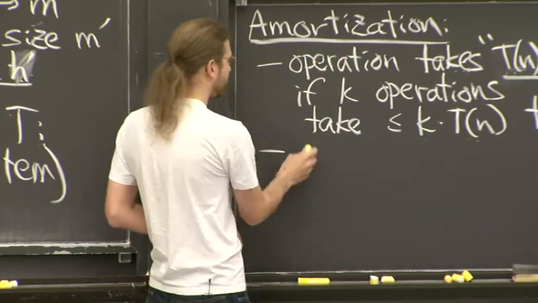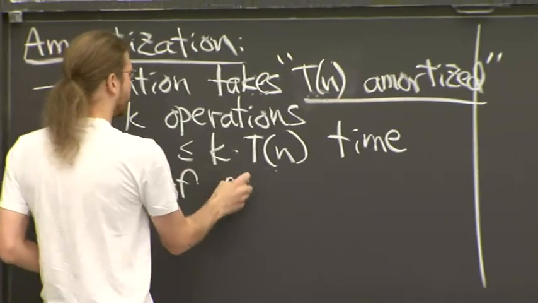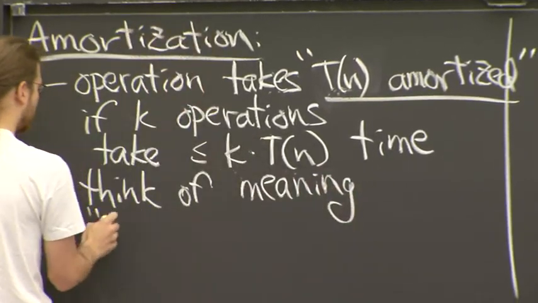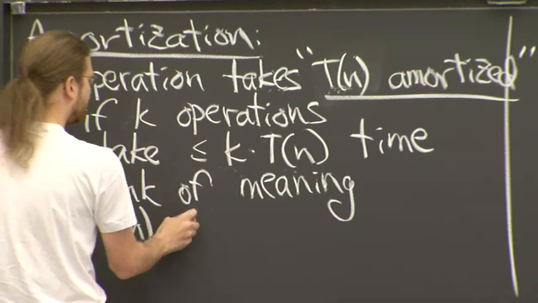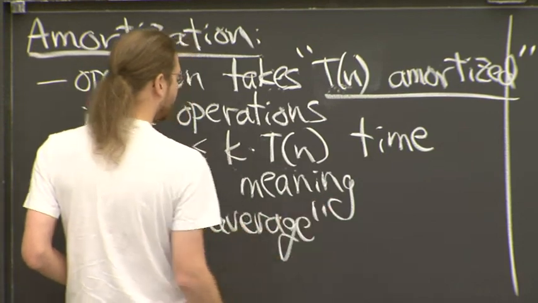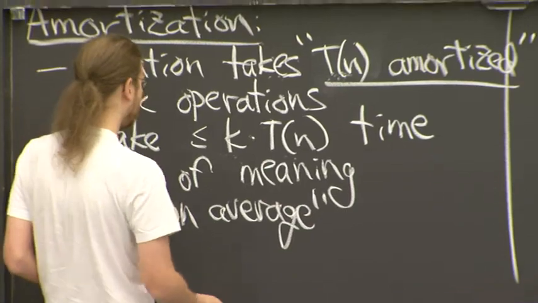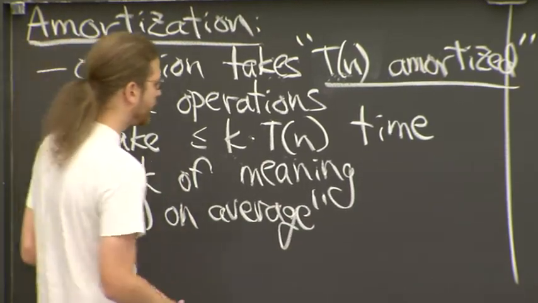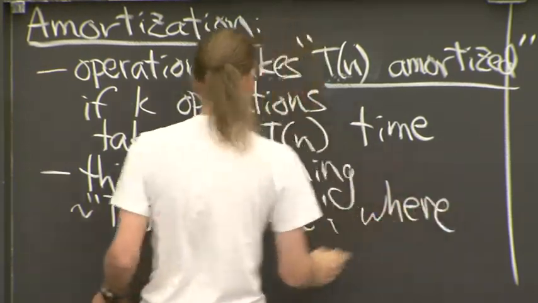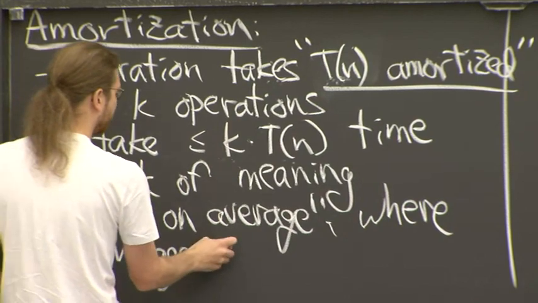So you can think of this as kind of like saying that the running time of an operation is T of n "on average", but let's put that in quotes. We don't usually use that terminology. So maybe you can put a tilde here, where the average is taken over all the operations.